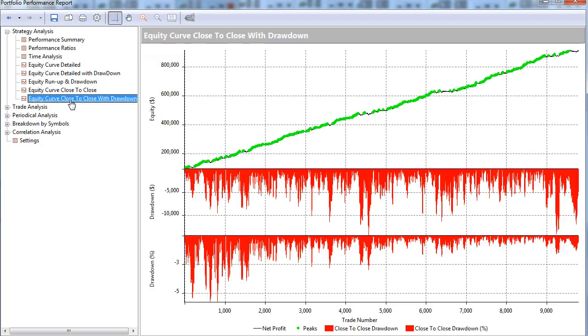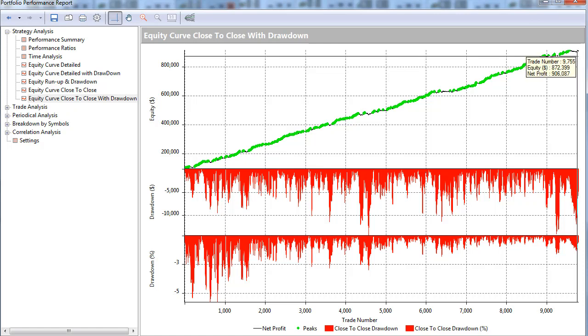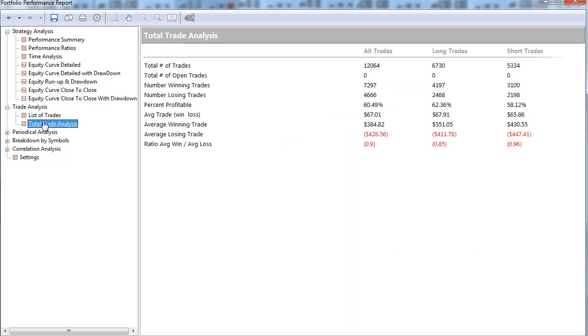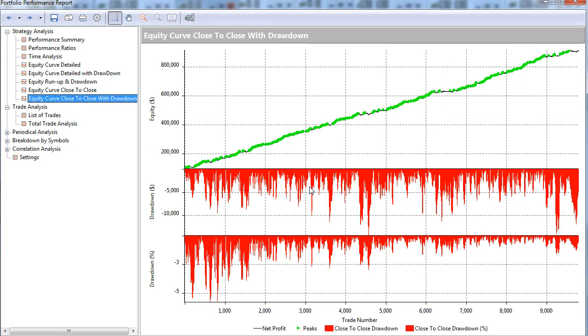So here is the equity curve close to close drawdown, and for some reason this does not show up. This shows only through trade 97.78, but I'm going to do the individual performance summaries and you'll see the latest, and there are more than 97.78 trades. I'm going to figure that out and come back to you, but the total trade analysis, there's 12,000 trades, and so you're not seeing the latest equity curve on this, but it is higher than that because this is, I believe, January.